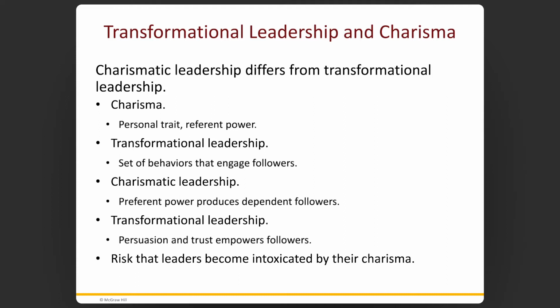Transformative leadership risks that leaders become intoxicated by their charisma, focusing them on self-interest more than the common good. So yes, there's a risk that you become intoxicated, drinking from the heady wine of your own sense of importance.